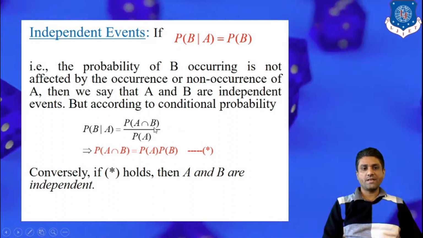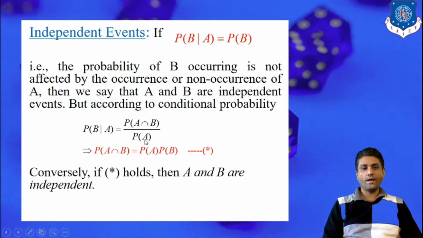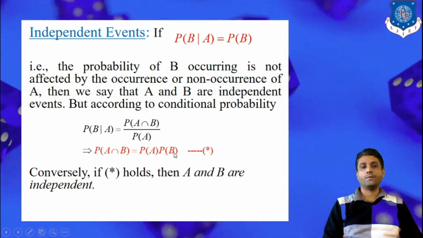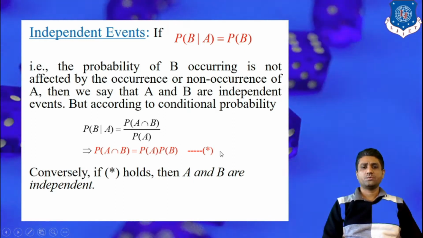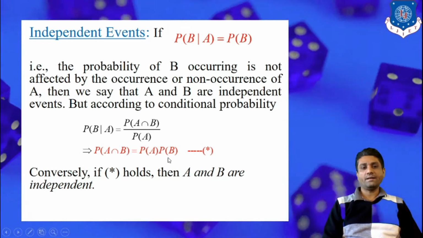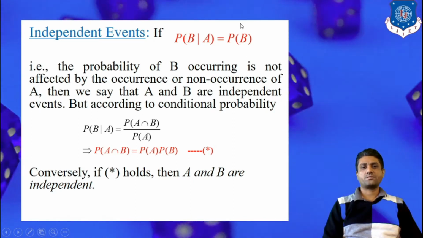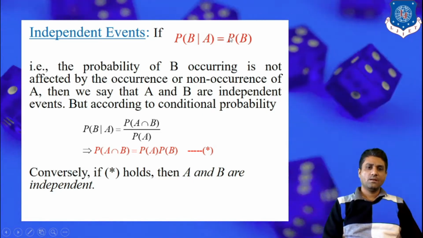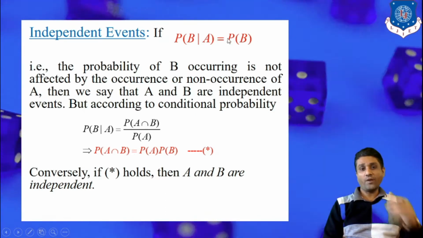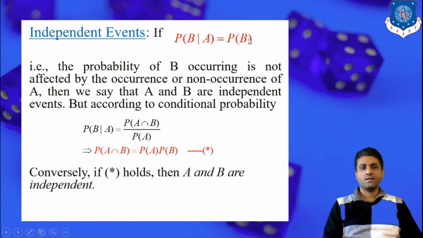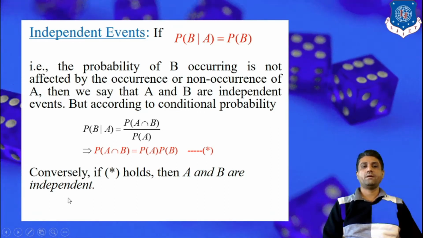So by rearranging, we get probability of A intersection B is equal to probability of A into probability of B. Say this is equation star. So we say that if either of these two formulations, the top expression or this bottom expression, is true, then A and B both are independent events.